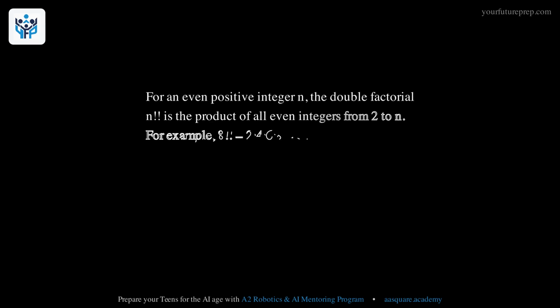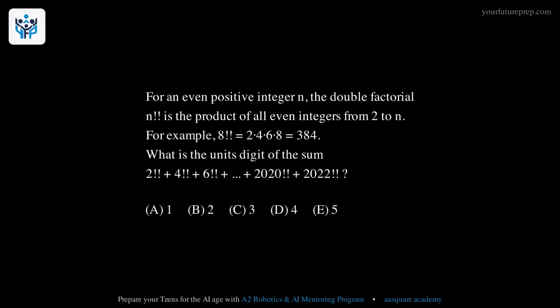Here's problem 17 from the 2022 AMC 8. For an even positive integer n, the double factorial, written n with 2 exclamation points, is the product of all the even integers from 2 up to n. For example, 8 double factorial equals 2 times 4 times 6 times 8.